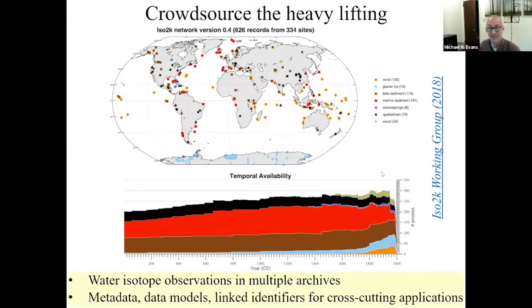And an example of this is from the Iso2k working group, which has assembled stable isotopic data from a variety of different paleo-environmental archives. And it's really astounding to me how many data are actually out there that cover the last 2,000 years. I was very surprised by this, but that was many hands making light work of a very large project.